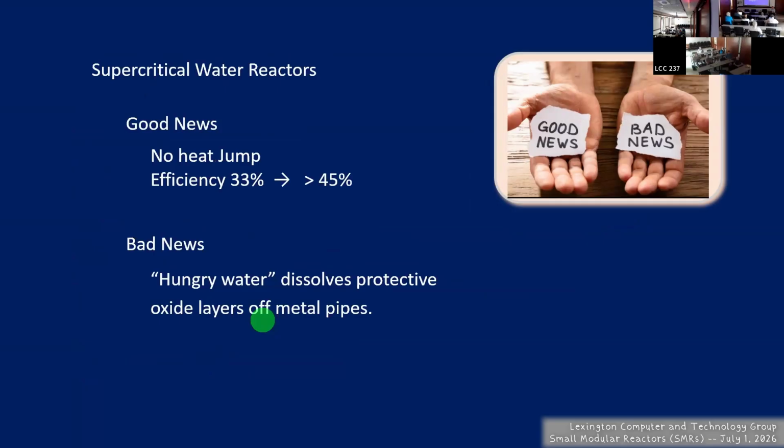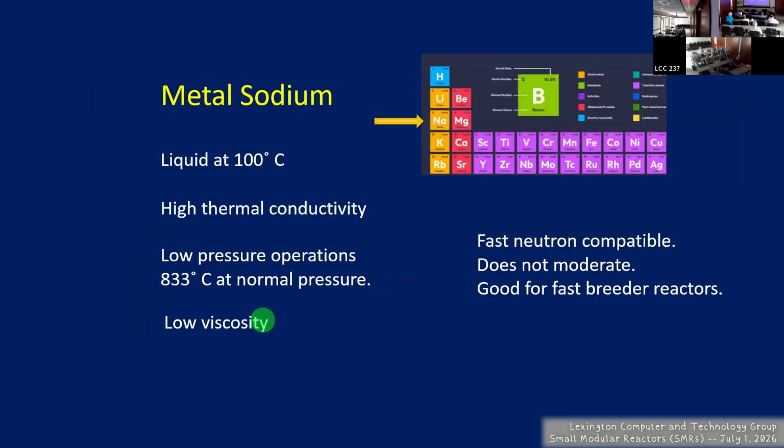The good news is there's no heat jump. It doesn't boil at any point in the reactor. And because it gets real hot, you get 45% efficiency rather than one-third efficiency. The bad news is the water is hungry. It dissolves protective oxide layers off of metal pipes. So it destroys its own system.